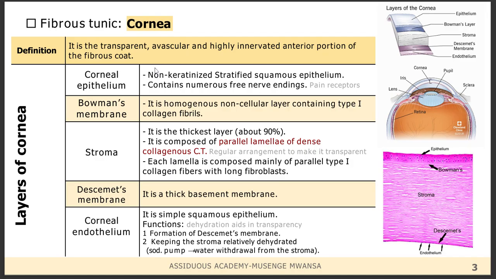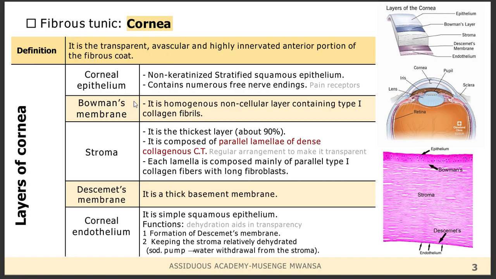So the cornea is a transparent, avascular, and highly innervated anterior portion of the fibrous coat. You can see that it is avascular, but it has got innervation, meaning that there are some nerves that will be able to control it there.